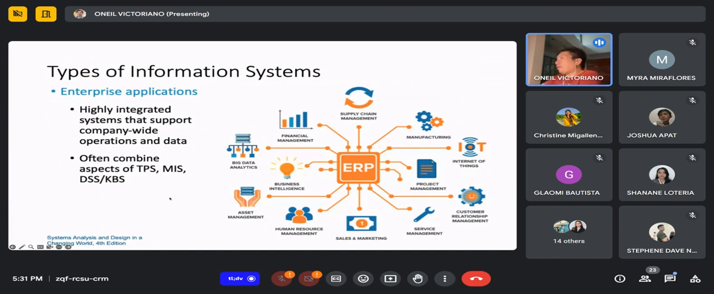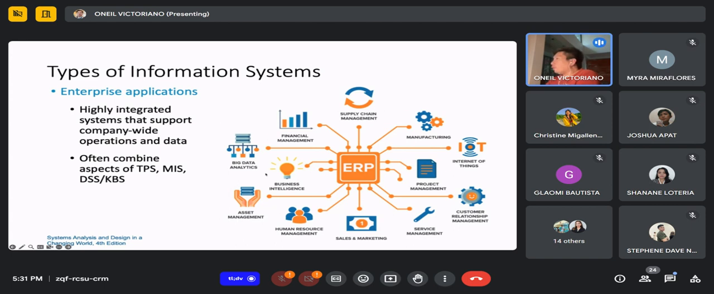So another example of information systems is enterprise application, which is part of the exam. The students or the examinees should be able to understand different parts or different components for the enterprise application. And enterprise application is basically a combination of TPS, MIS, and KBS.